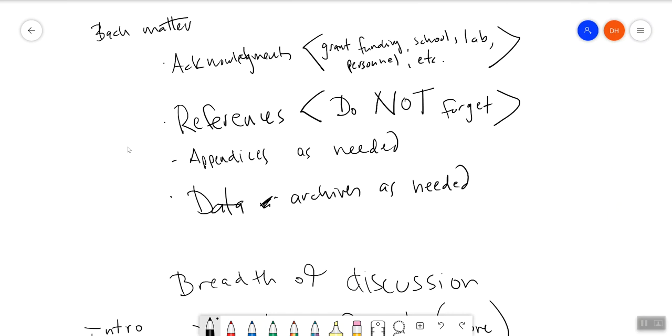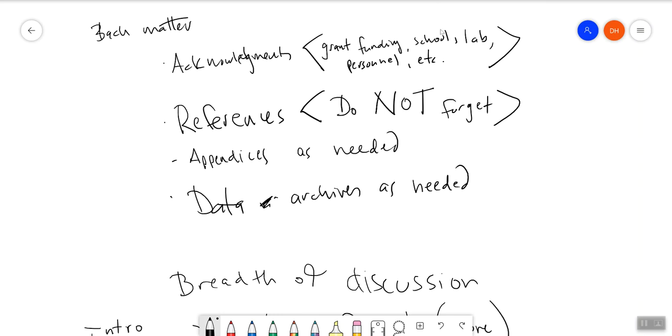Now the back matter, what's called the back matter, sometimes you'll have these, sometimes you won't. It depends on if you're working in a group. If you got grant funding for this project, you absolutely have to acknowledge the people who gave you that money, okay? That's just professional and polite.